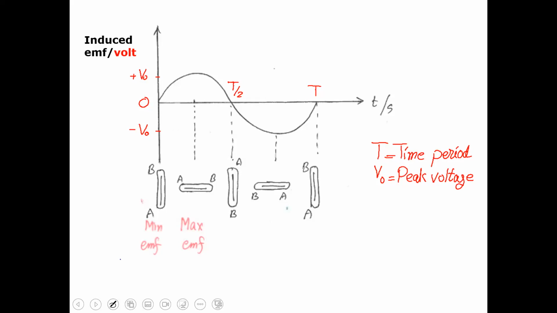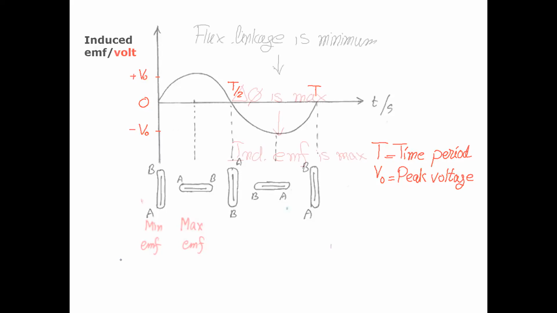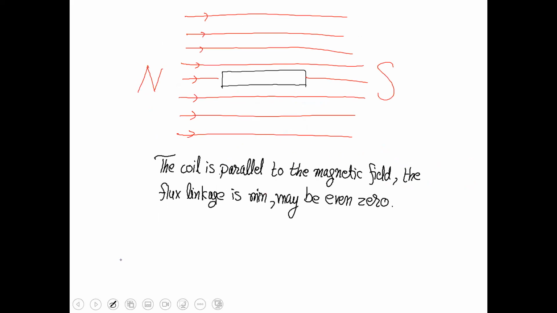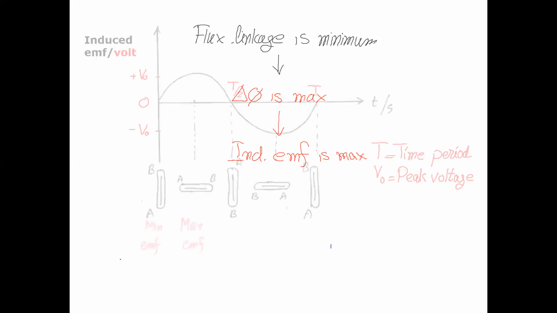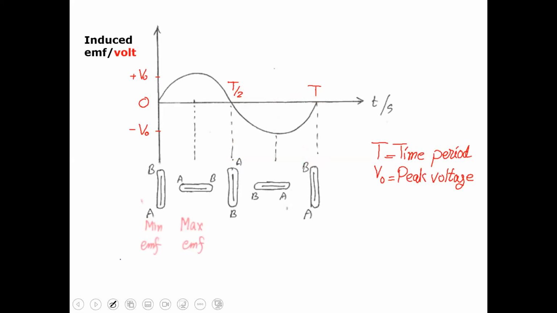But in the previous slide, when the coil was parallel, the flux was minimum, and now it's maximum? You're right, perfect. Flux is minimum, but the EMF is maximum. It is reversed. Remember, when flux linkage is minimum, induced EMF is maximum. It always goes reverse if you look at the notes. So now you have to copy this very technical concept.